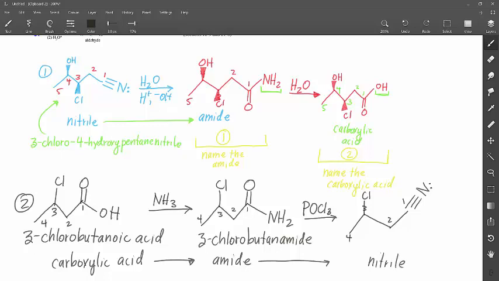How do we name this nitrile? 1, 2, 3, 3-chloro. And we have 4 carbons. It's going to be butane nitrile. Okay.